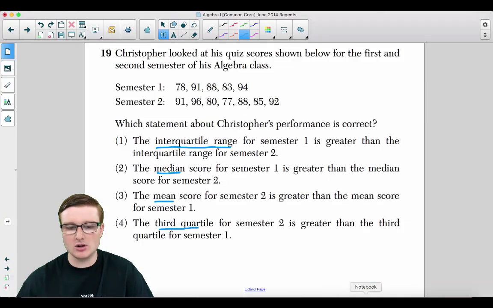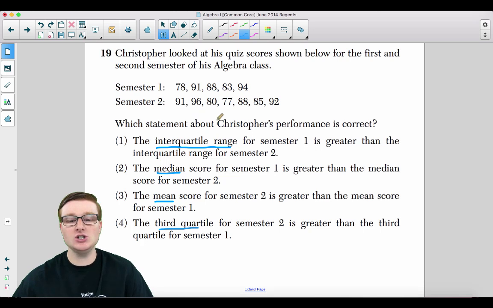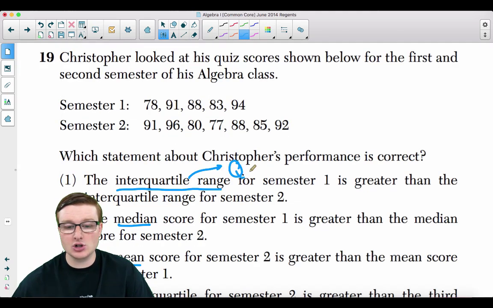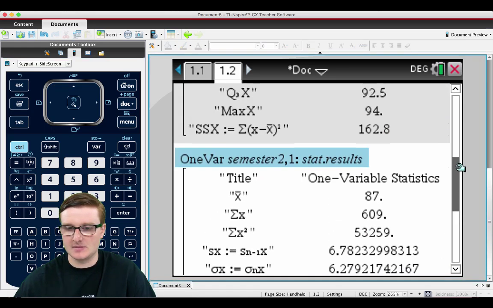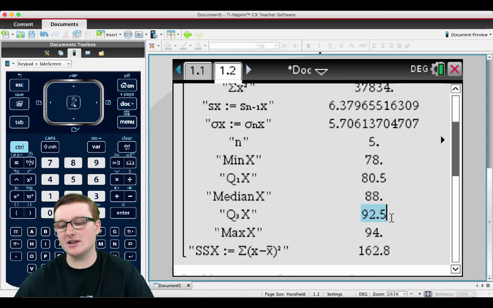So what I'm going to do is take a look and see what these could be. The interquartile range for Semester 1 is greater than the interquartile range for Semester 2. Well, you need to know what the interquartile range is. By definition, it is your third quartile minus your first quartile. So they're saying that Semester 1 is greater than the one in Semester 2. Well, if you go to Semester 1, the third quartile is 92.5, your quartile 1 is 80.5.